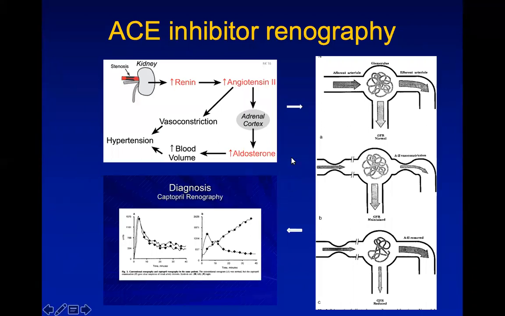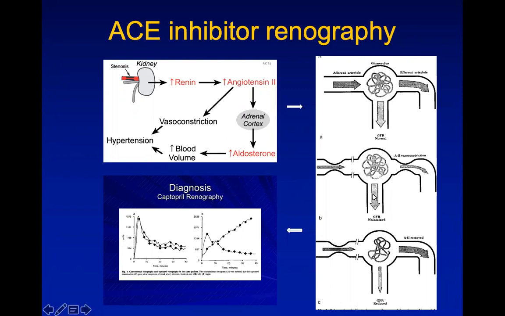Diagrammatic representation of how it works. So this is the normal circumstance where you have the system working smoothly. In an afferent arteriolar stenosis, the angiotensin II kicks in through the renin angiotensin system, causing vasoconstriction. So the efferent arteriole also narrows down under the action of angiotensin II to maintain the GFR. The GFR is maintained in this condition.